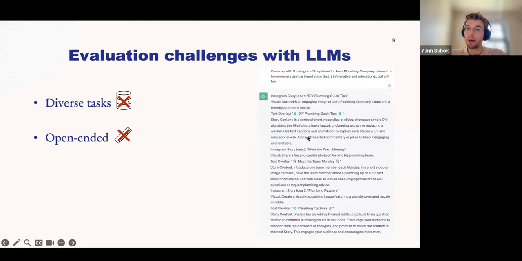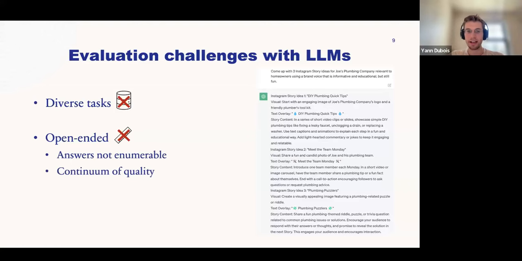Another thing is that these are open-ended tasks. What I mean by this is that instead of image classification, where you have a single possible label, here, and I'm sure many of you have interacted with ChatGPT, the type of question that you ask might have many different answers. For example, here I gave one example that I found online where someone asks ChatGPT to write 3 Instagram story ideas for a plumbing company, and it should be informative and educational, but still fun. There's clearly no right answer. There are many possible answers, and you cannot even enumerate all the possible answers.